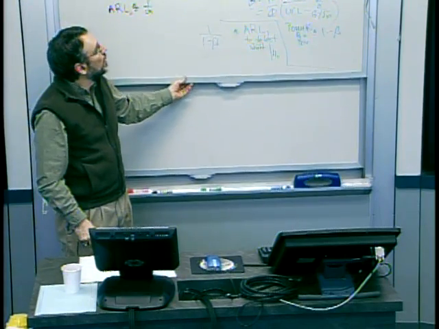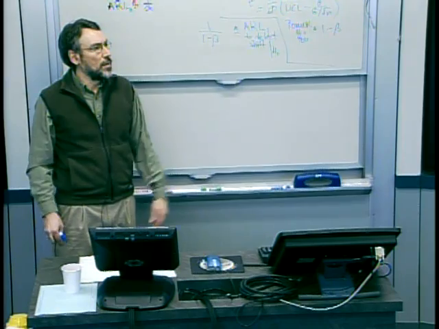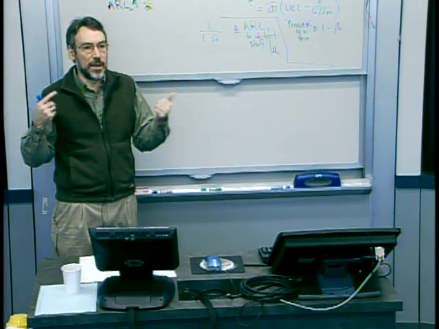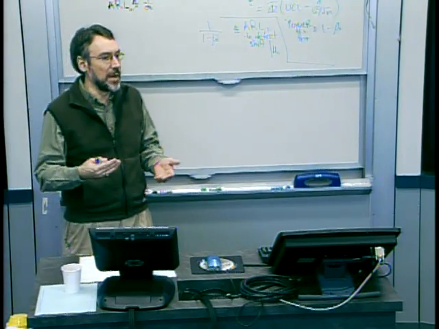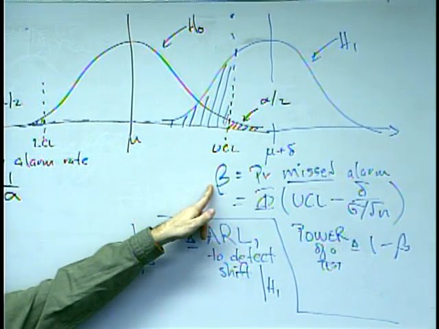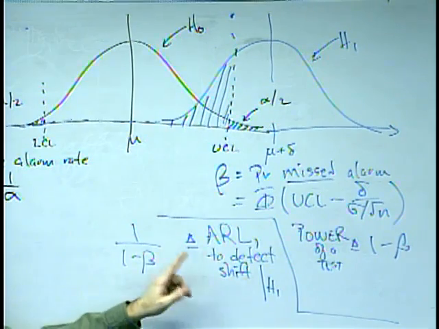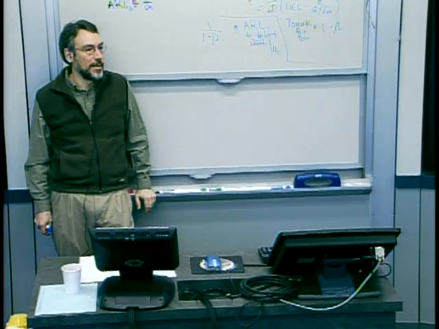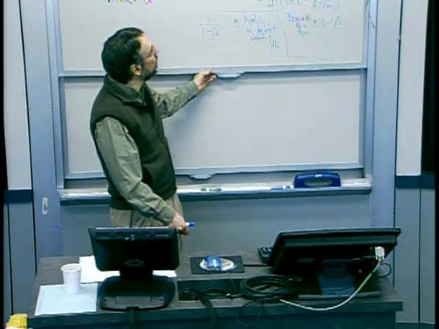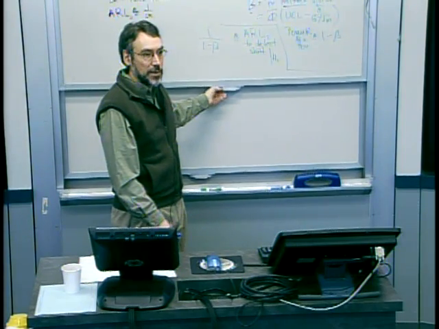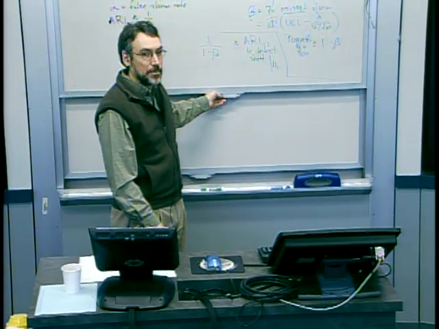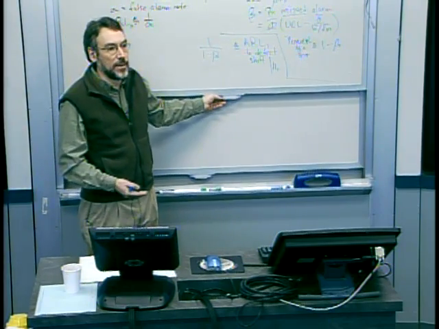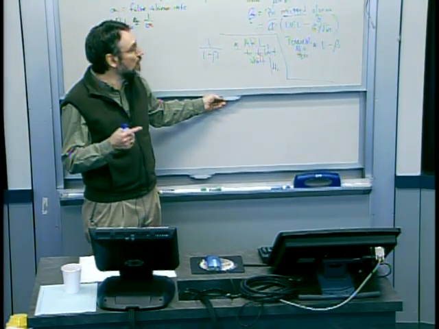Now, why would I change alpha? I'd change alpha based on a decision outside, on my acceptability of making a false alarm. How do I change beta? What if I say, it's taking me too long to detect a shift? I want it to take less time. Change n. So what changes when I change n? Does alpha change when I change n? No, right? Alpha is set a priori based on my false alarm rate. When I change n, I do change beta.